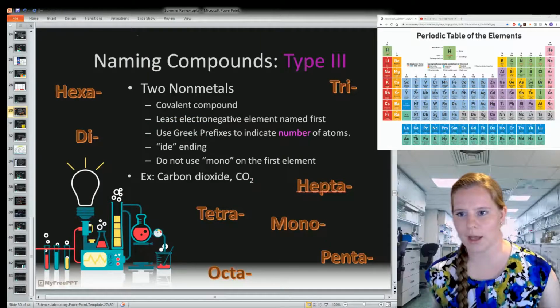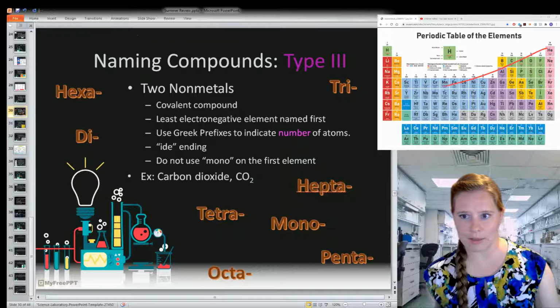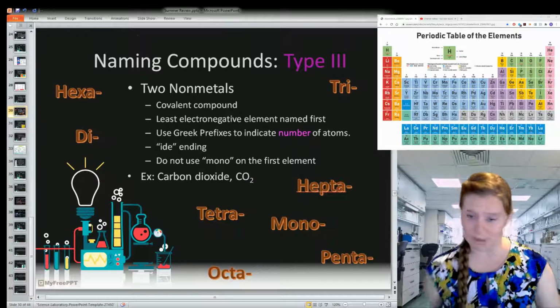Okay, so if you have a P and an F together, put the P first and then the F. If you have N and Cl, put the N first and then the Cl. Whichever one is more that way goes first. Okay, name them using Greek prefixes to tell the number of atoms, not the charge.